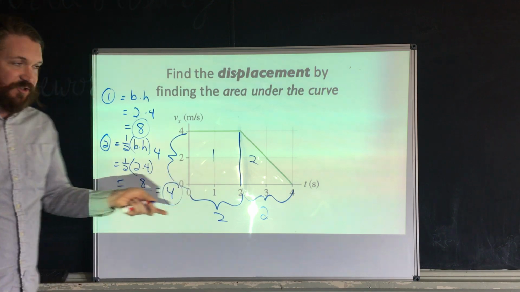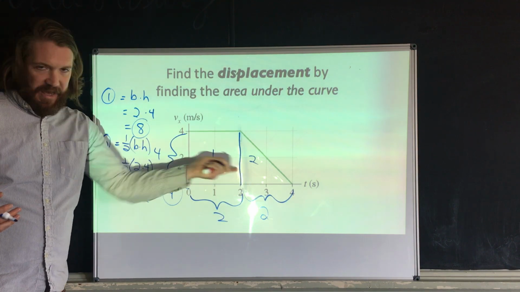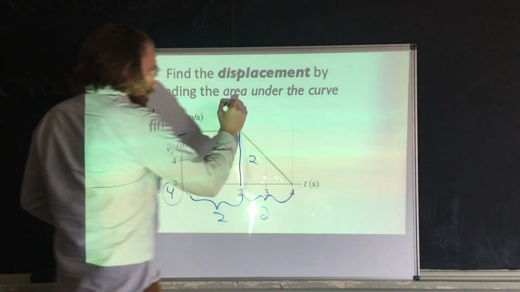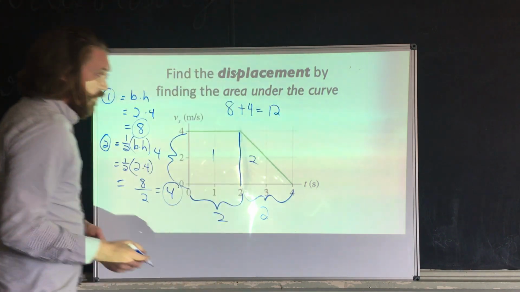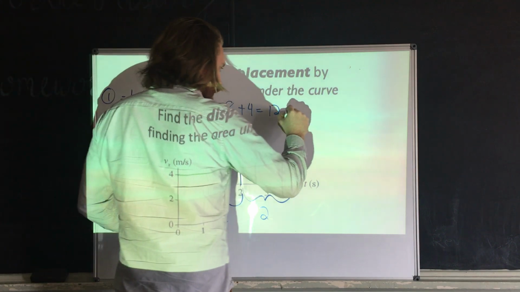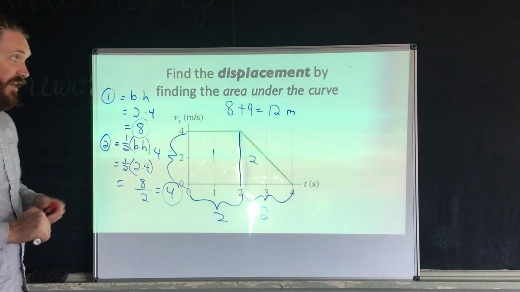Now all you got to do is just add them up. This one was 8, this one's 4, that makes sense, right? It's half of this. 8 plus 4 is equal to 12. And we're trying to find the distance, so this is always going to be in meters. And it's just that easy.